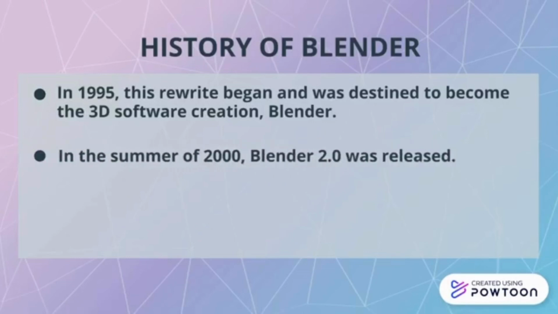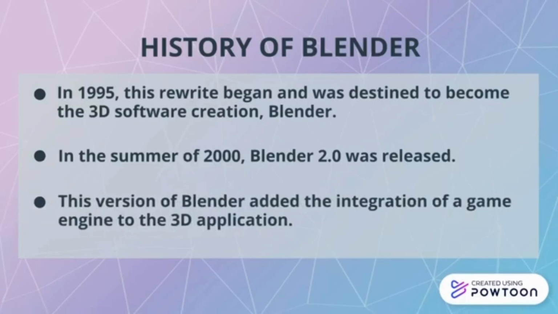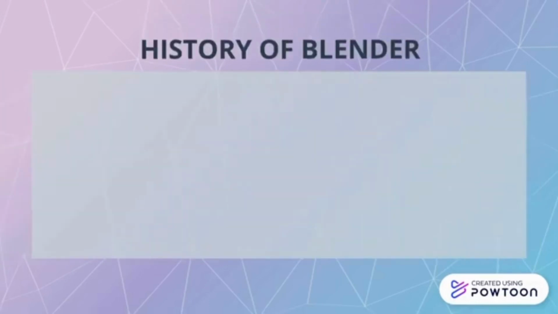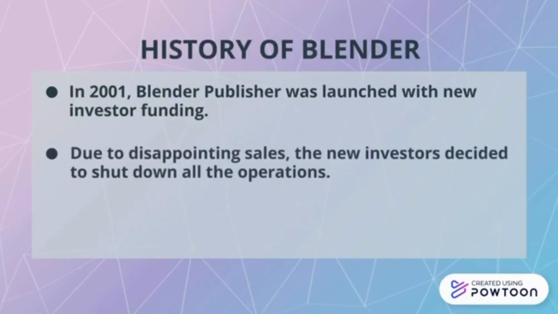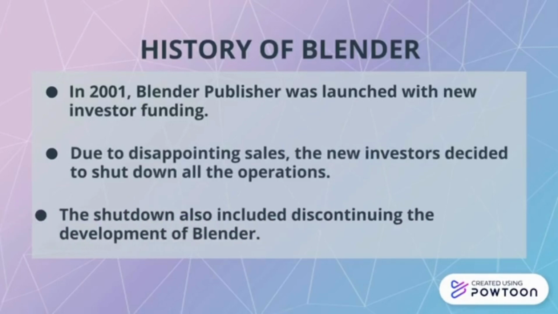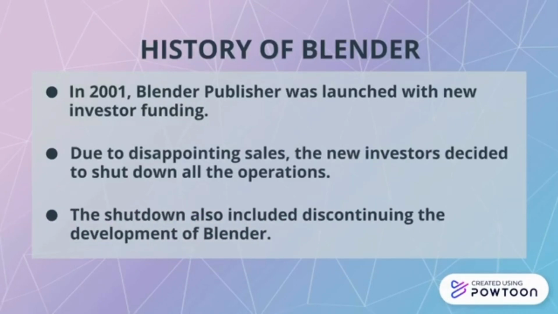In the summer of 2000, Blender 2.0 was released. This version of Blender added the integration of a game engine to the 3D application. In 2001, Blender Publisher was launched, with new investor funding. Due to disappointing sales, the new investors decided to shut down all the operations. The shutdown also included discontinuing the development of Blender.